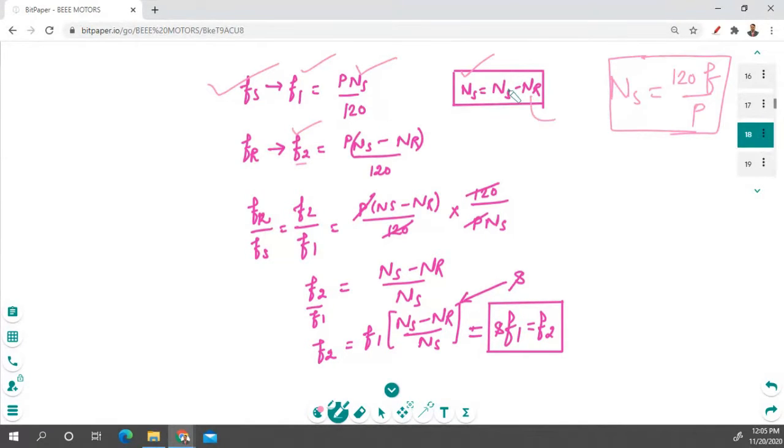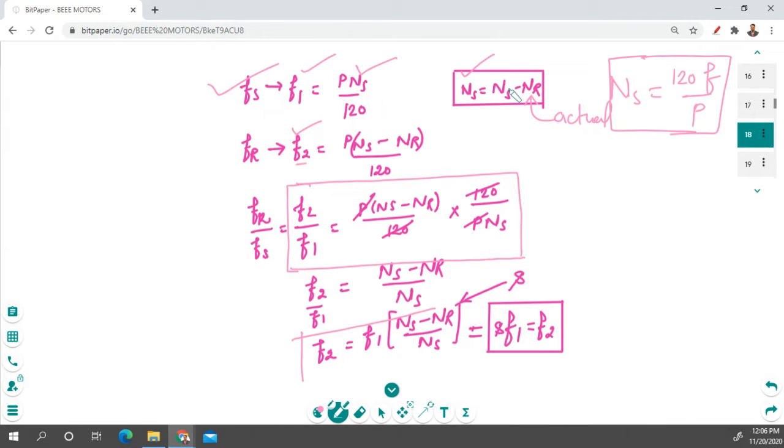So what is the actual speed? The speed of the rotor, which is called the actual speed. So we will put the value for this Ns, the synchronous speed, right here, and we will find out the second frequency. Clear? So this is for stator, okay, and this is for rotor. We will find out the ratio between these frequencies for the second and the first part, and we will achieve the F2 frequency.